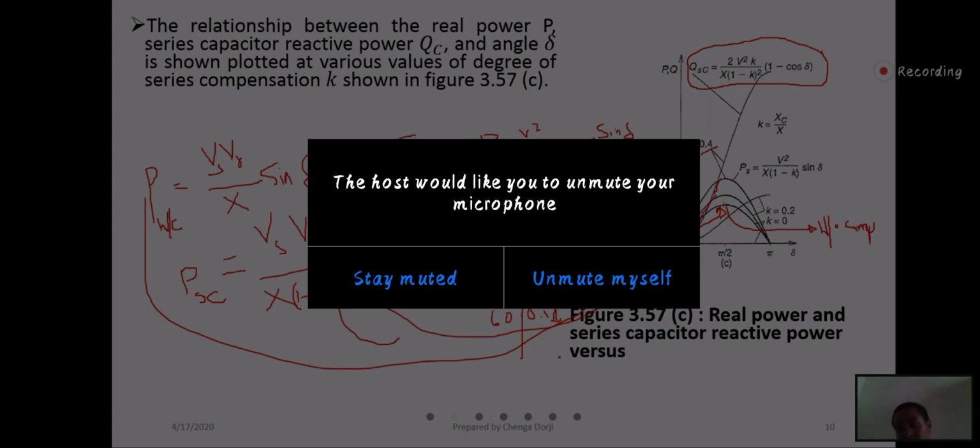Now, have you understood how to plot this graph? Yes, sir. Okay. So this is how the power handling capability of the transmission line is improved by series compensation.